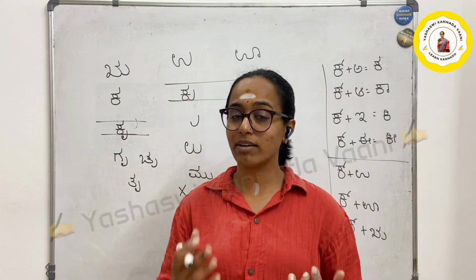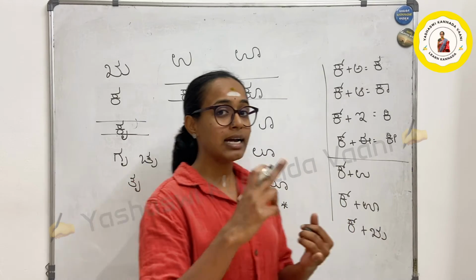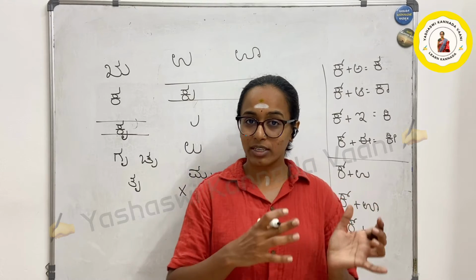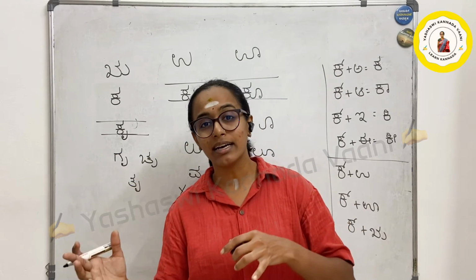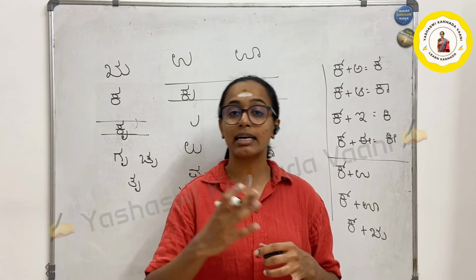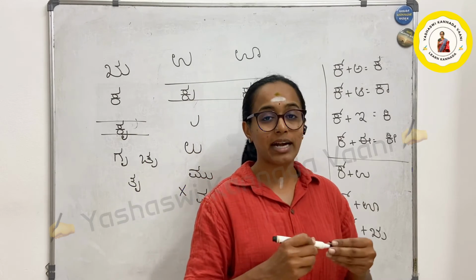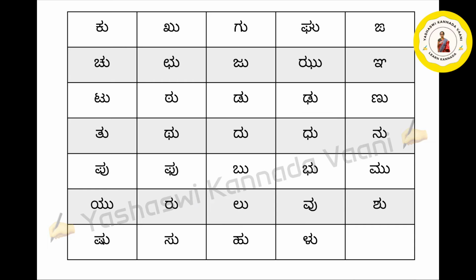Now we have learned ka, kaa, ki, kee, ku, koo, kru for ka. Similarly, till la, you have to practice ga, gaa, gi, gee, gu, goo, gru. Clear? So you have to practice these letters.